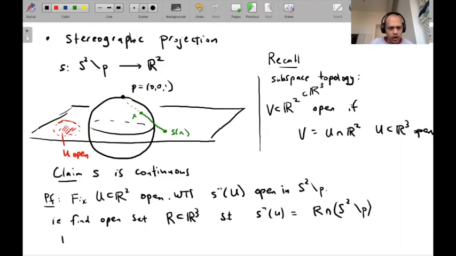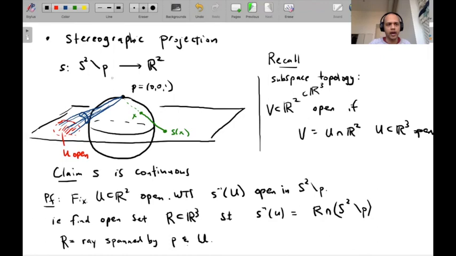Here's what R is going to be. Let me write it informally first. This is the ray spanned by P and U. We look at all of the lines from P to a point in U, and that defines some ray. So we have some ray like this.